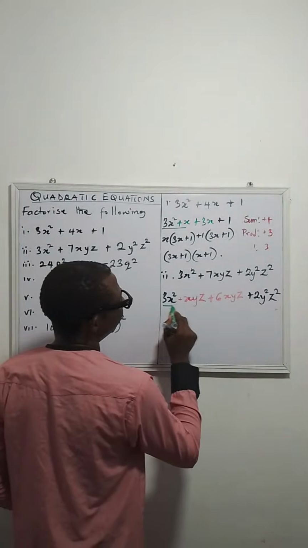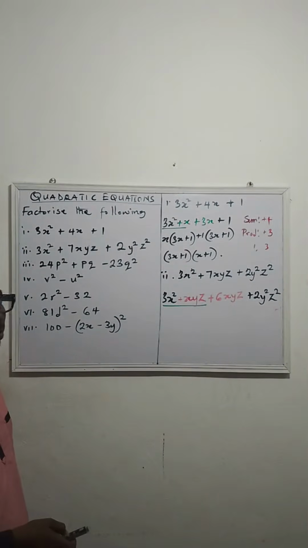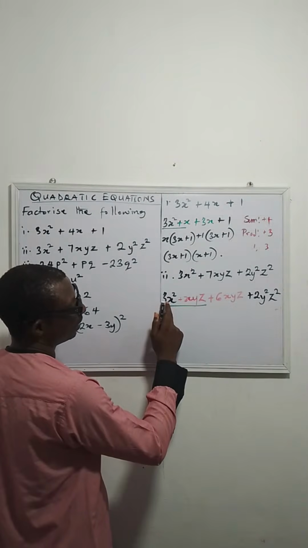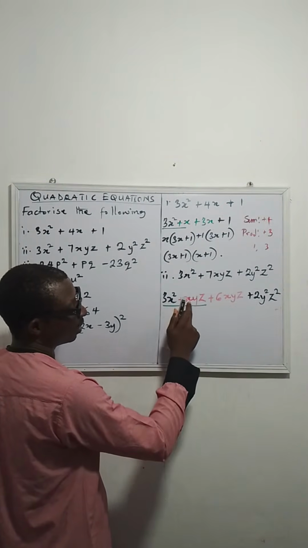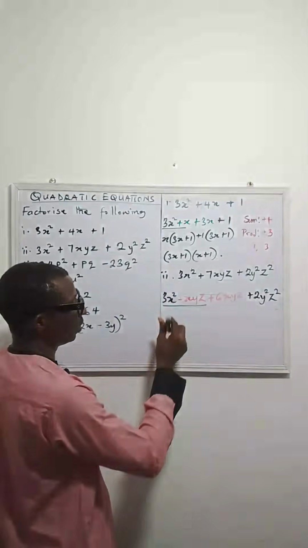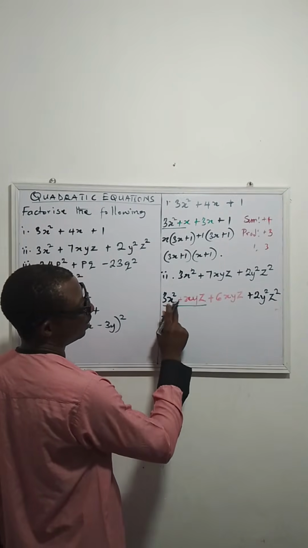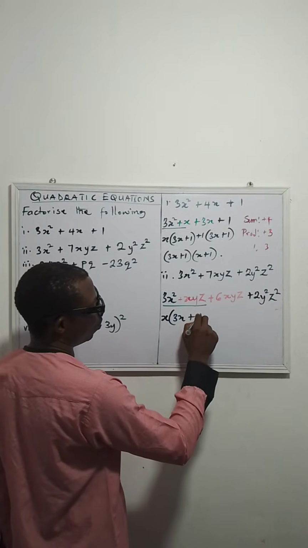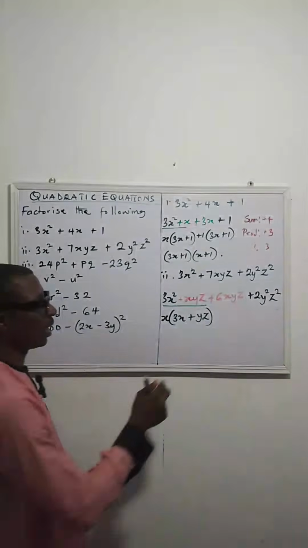Now you find the GCD of these two terms. So what is the GCD? What can divide this and can also divide this? So x can go here, x can go here. What else? Nothing. So the GCD is x. So now let's do that here. We have x. When you divide this by x, you have 3x. Divide this by x, you have plus yz.